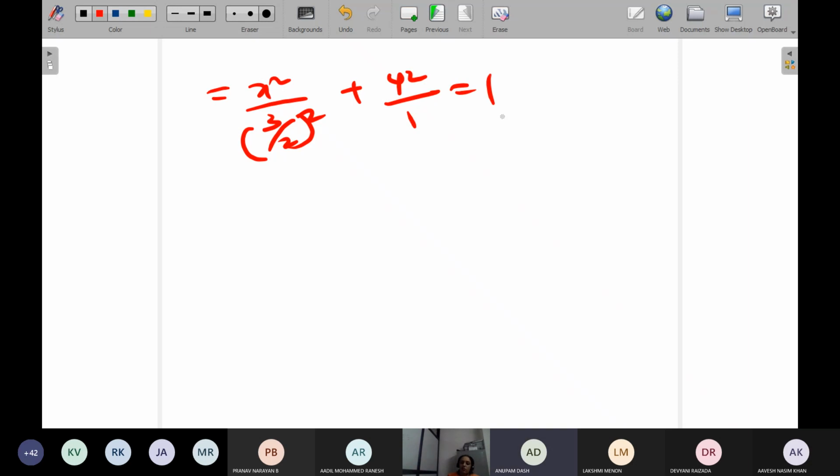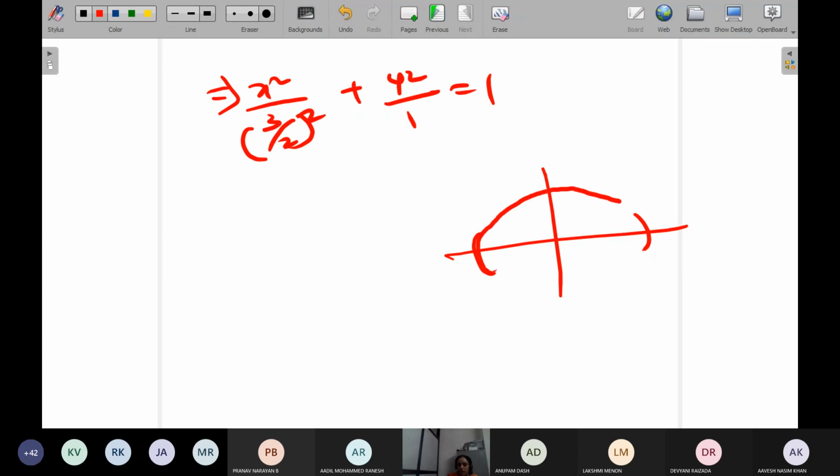This is the standard equation of the ellipse, x square by a square plus y square by b square equal to 1. Now what is the value of a here? a is equal to 3 by 2 and b is equal to 1. So the major axis cuts the ellipse at 1.5 and minus 1.5, and the minor axis at 1 and minus 1. Is it clear? Okay, now this is your region.